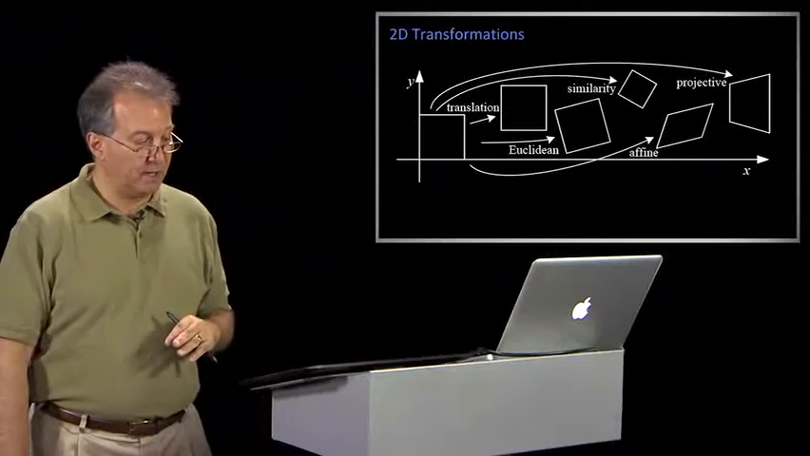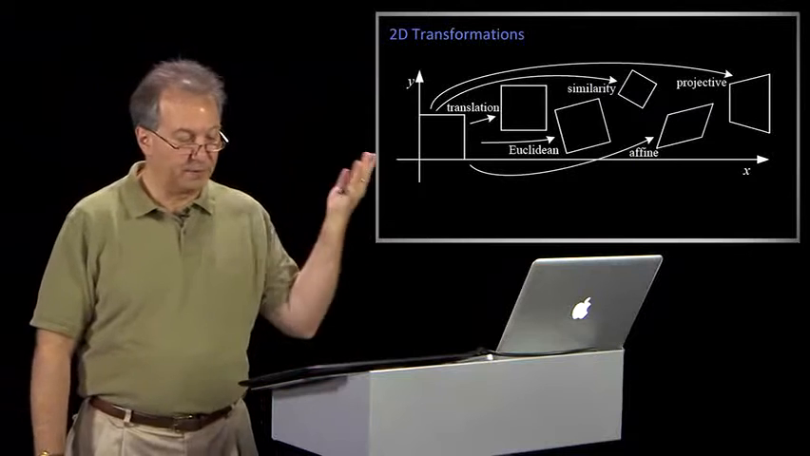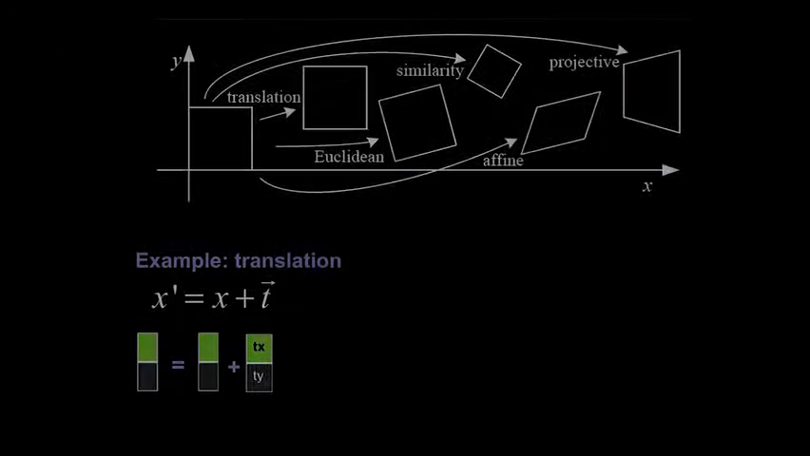So here I have, I think this is a figure from Forsyth and Ponce, maybe it's from Szeliski, I hope their lawyers aren't watching. And basically it talks about how you can transform an image. On the bottom left-hand corner you have a square, and you can see you could just translate it. They call it Euclidean, but that's just a rigid transformation where you have the rotation and translation. You have similarity, affine, and projective. And we're going to talk about each of those in terms of the mathematics.